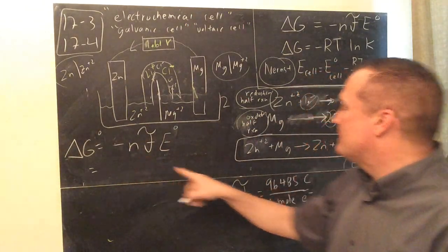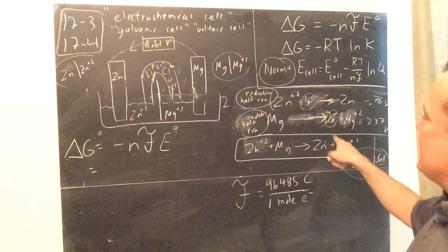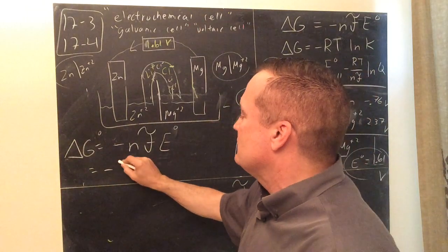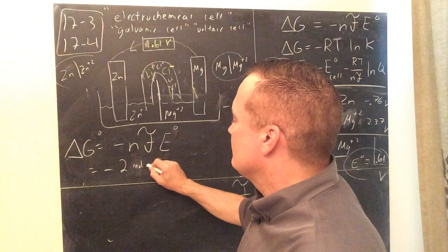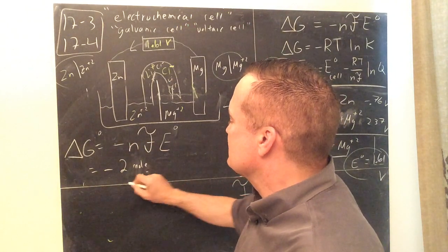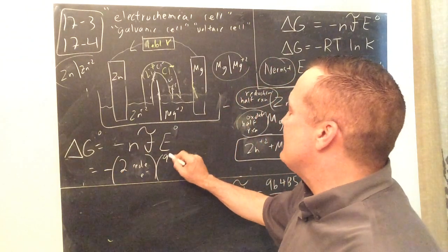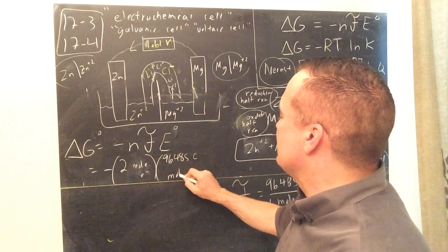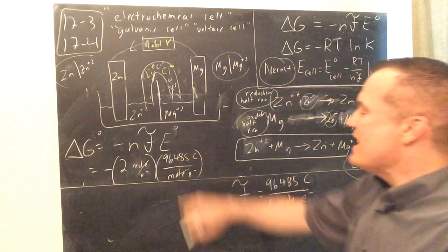So that will equal the number when the electron equations are balanced to cancel out, and it was 2 and 2. Then that is the number you use. So I'll just put 2 moles of electrons times the Faraday constant, 96,485 coulombs per mole of electrons. As you see, that's going to cancel out the moles of electrons. Now you multiply times the voltage, the cell potential.